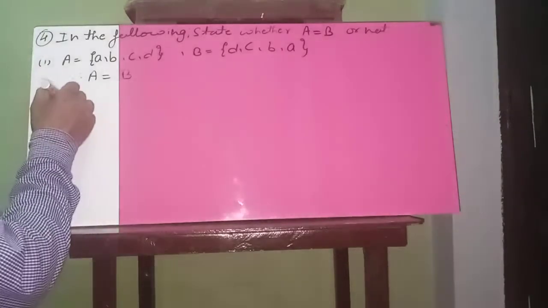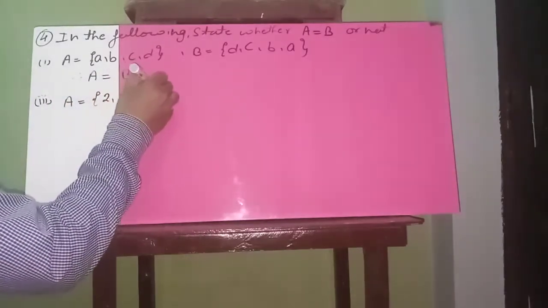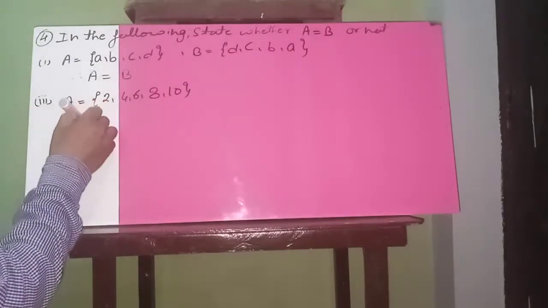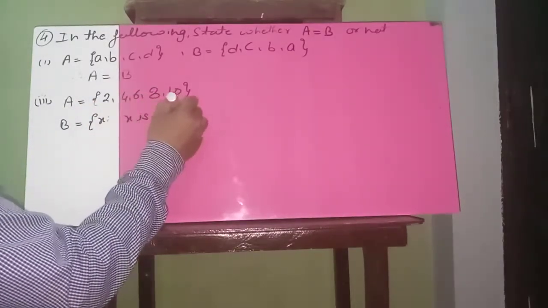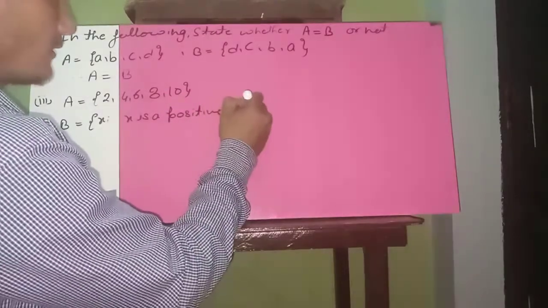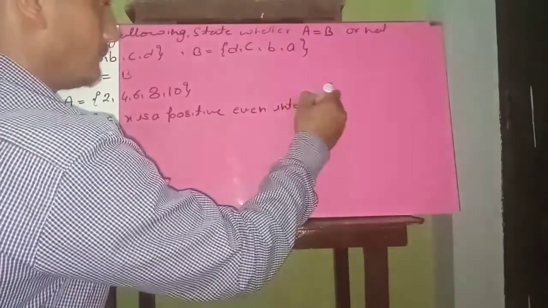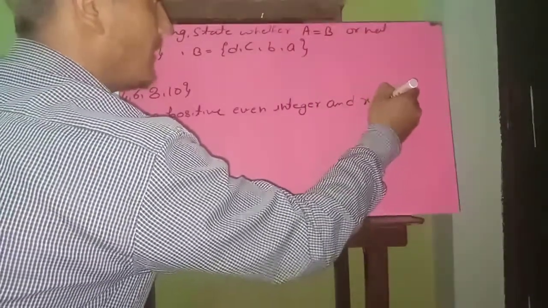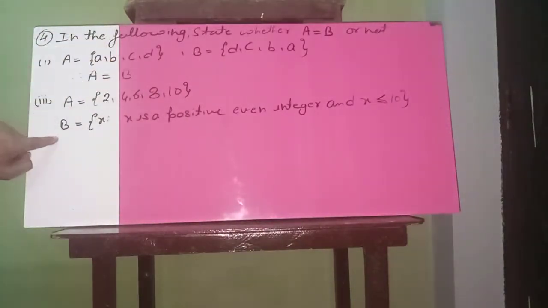Okay, now I take third. A equals {2, 4, 6, 8, 10}. After that set B equals {x : x is a positive even integer and x is less than or equal to 10}. Okay, so A is in roster form and B is in set builder form.